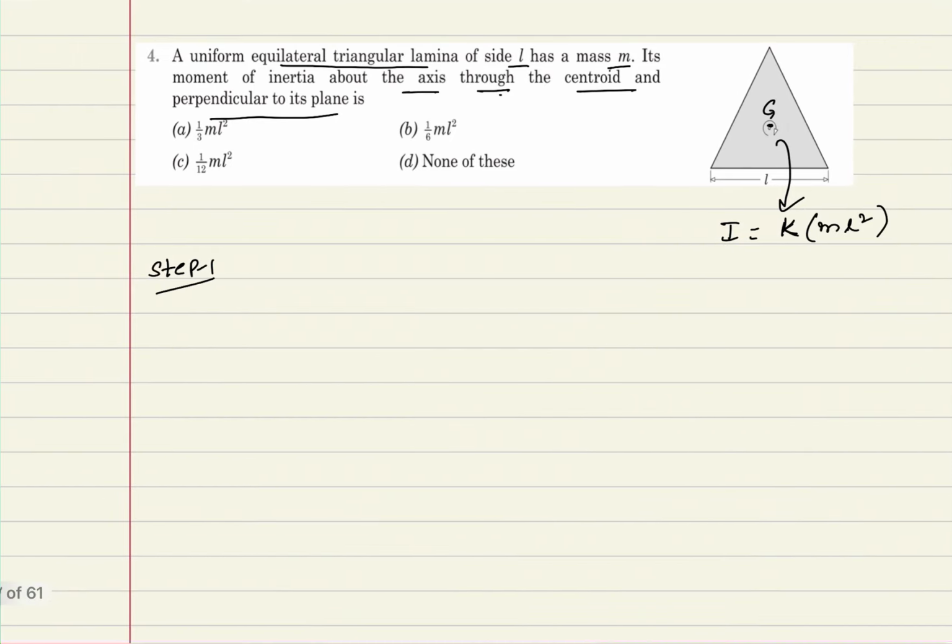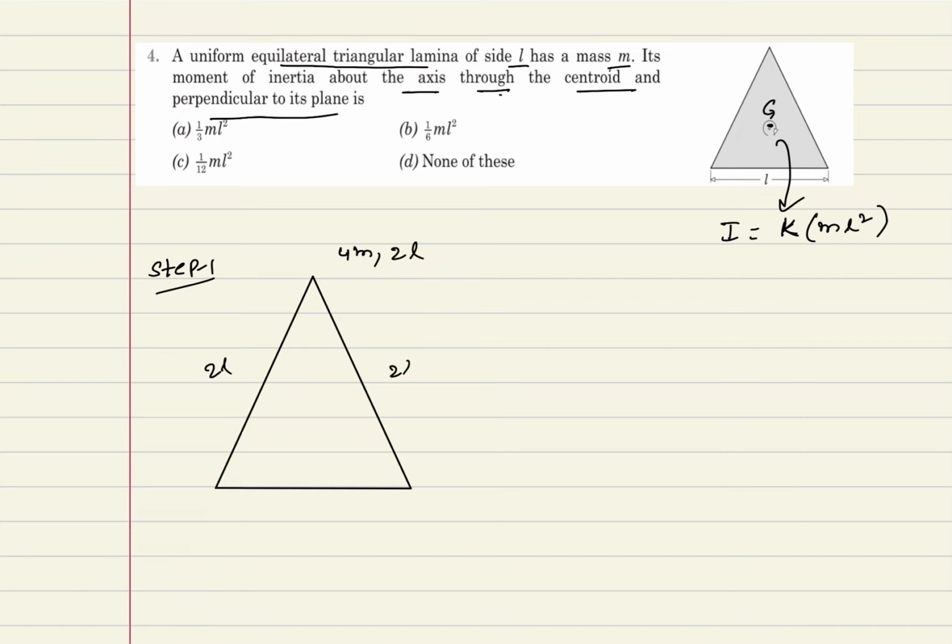Now this time I am taking a triangle having mass 4m and side 2L, with each side 2L. Why am I taking mass 4m? The reason is I am going to divide this big triangle into 4 small triangles. Each one has mass m and side L. This is also mass m, side L, this is also mass m, side L, and this is also mass m, side L. This is our G. Everywhere there will be centroid points, and you can see here there are 4 centroid points.